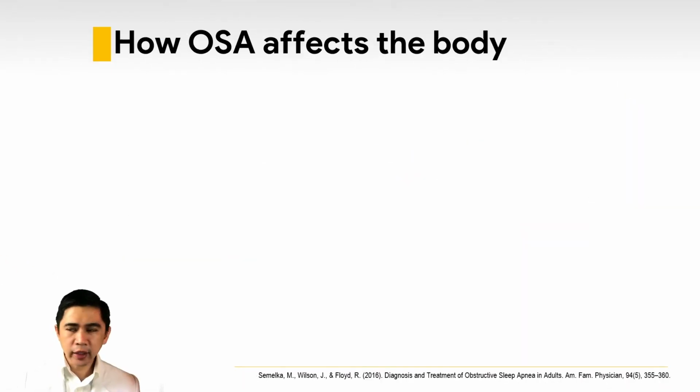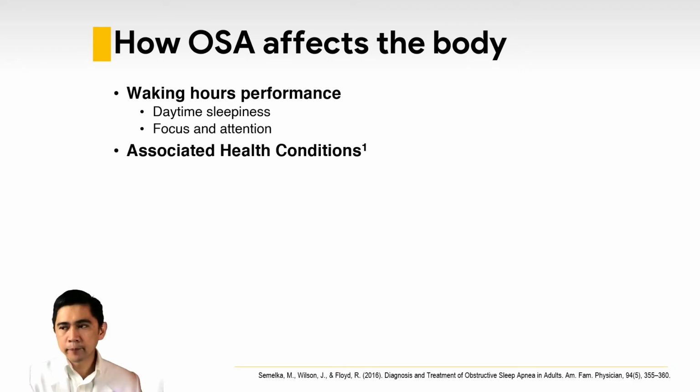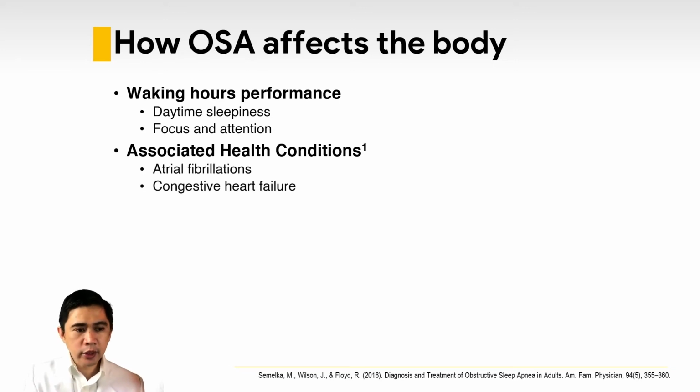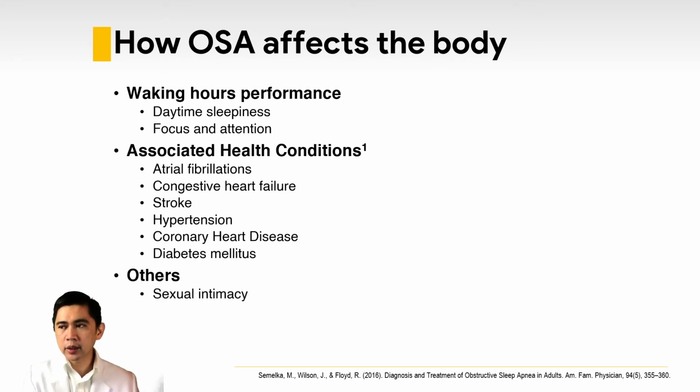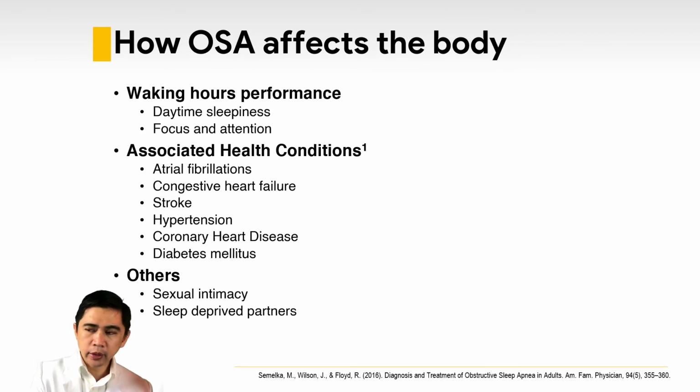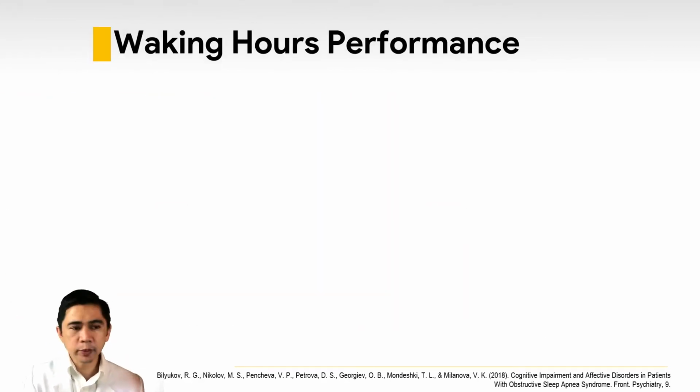How does OSA affect the body? It affects waking hours performance because of daytime sleepiness and its effect on focus and attention. OSA is also associated with various health conditions like atrial fibrillation, congestive heart failure, stroke, hypertension, coronary heart disease, diabetes, and others such as sexual intimacy issues and sleep-deprived partners because of snoring. So let's talk about this further. Let's talk about waking hours performance.